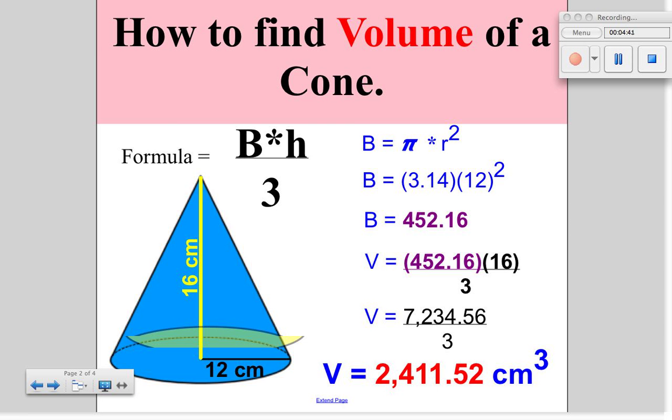All right, so to find that volume then, base times height divided by 3. We took the area of the base, which was 452.16. We multiplied that by 16. We got 7,234.56. And when we divide that by 3, we got 2,411.52.